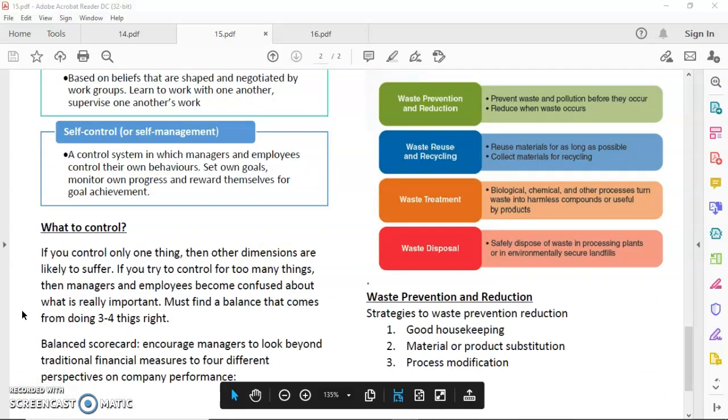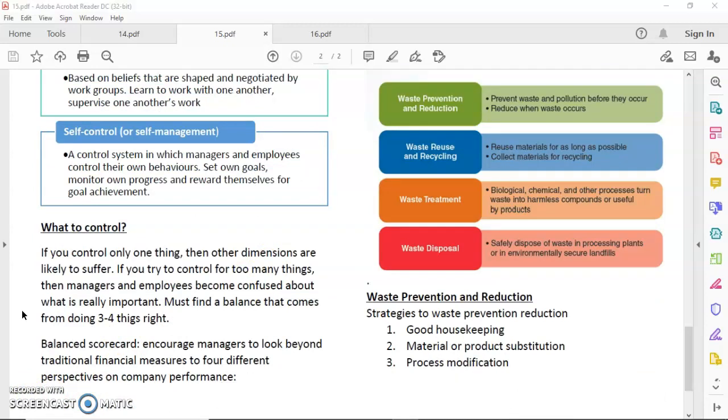To have control in a business, you need to have more than one thing that you control, since if you only have one, the other dimensions are likely to suffer. And if you try to control too many things, then the employees and managers will be confused about what's really important. So we need to find a balance that comes between only one and too many. So about 3 or 4 things to control at a time.